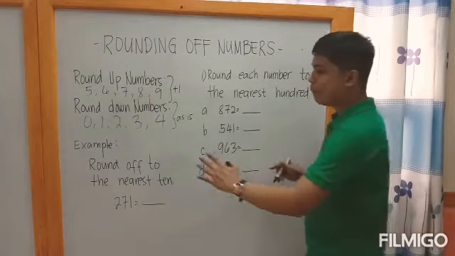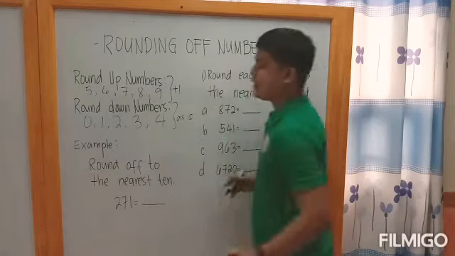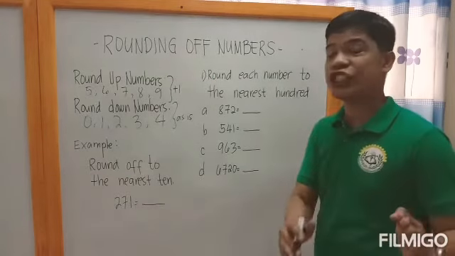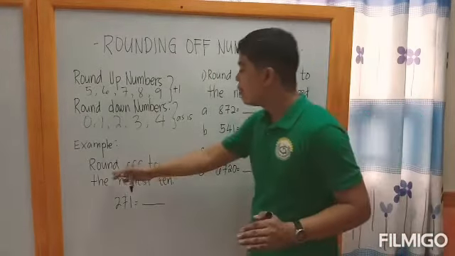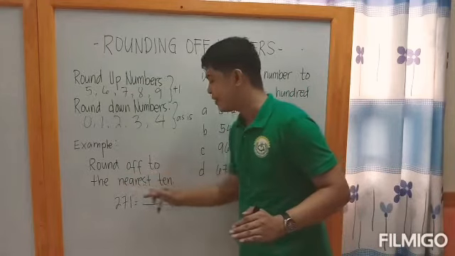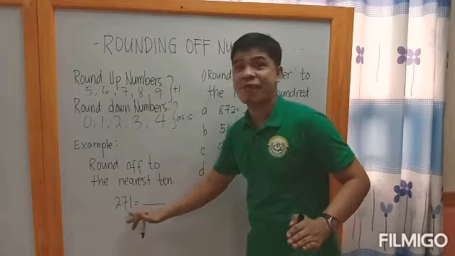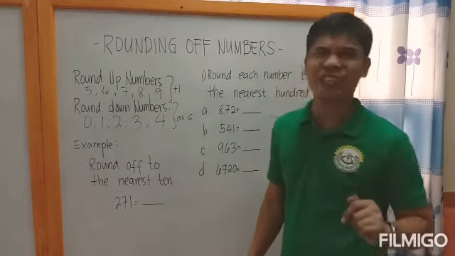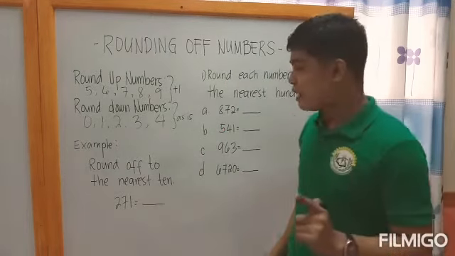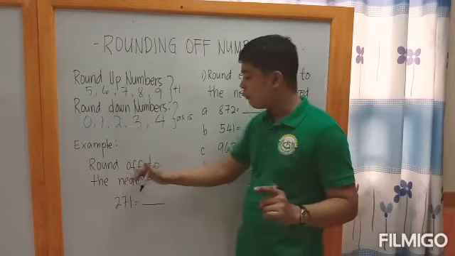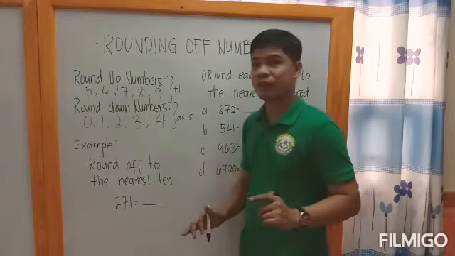Okay, we have your example. As you see here, I prepared an example. The instruction or direction is round off to the nearest 10. So the number is 273. Again, what is the direction? The direction is round off to the nearest 10.